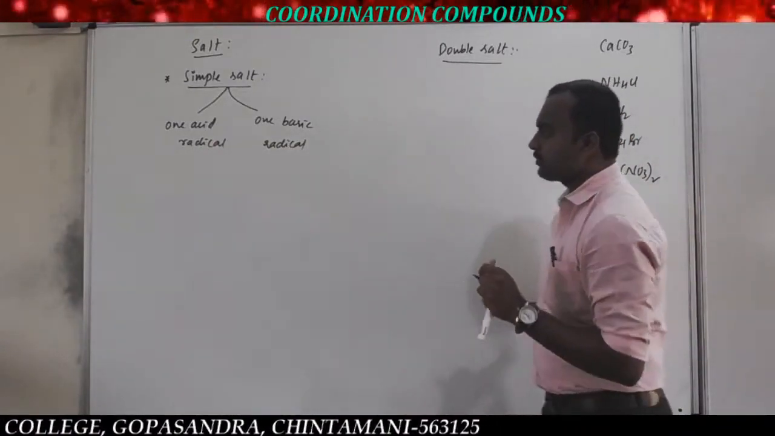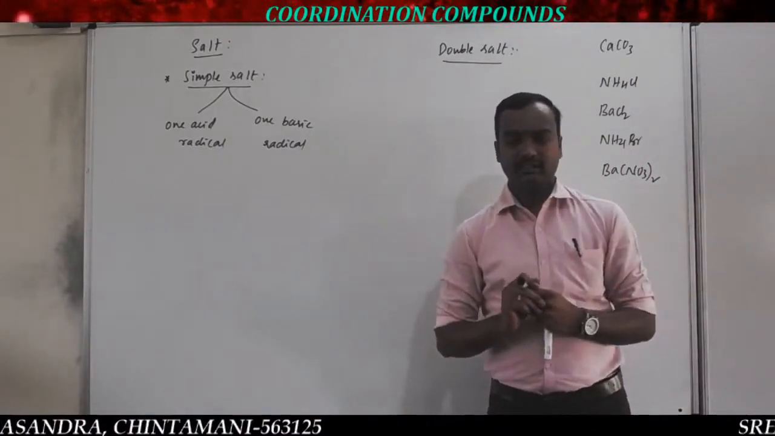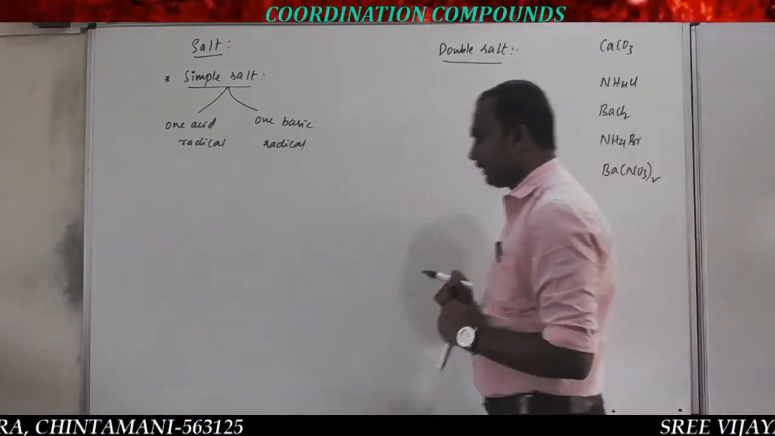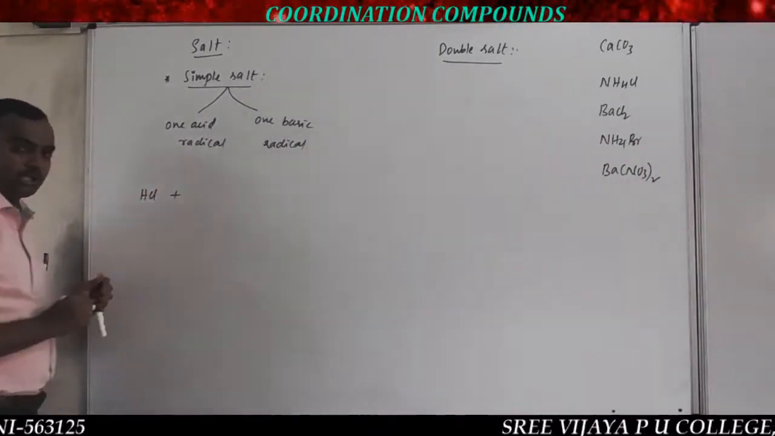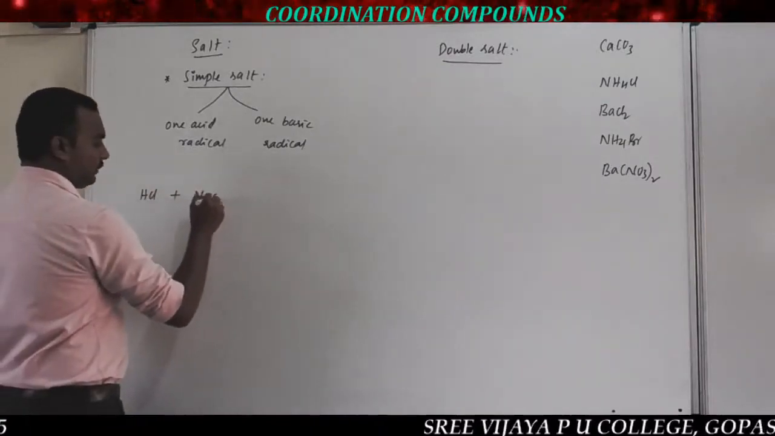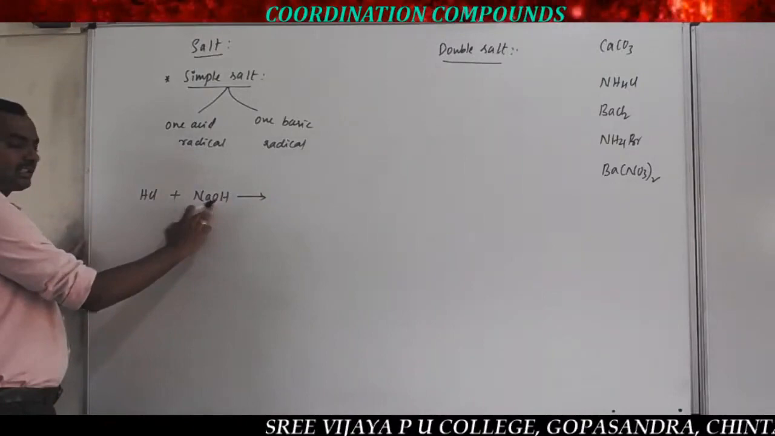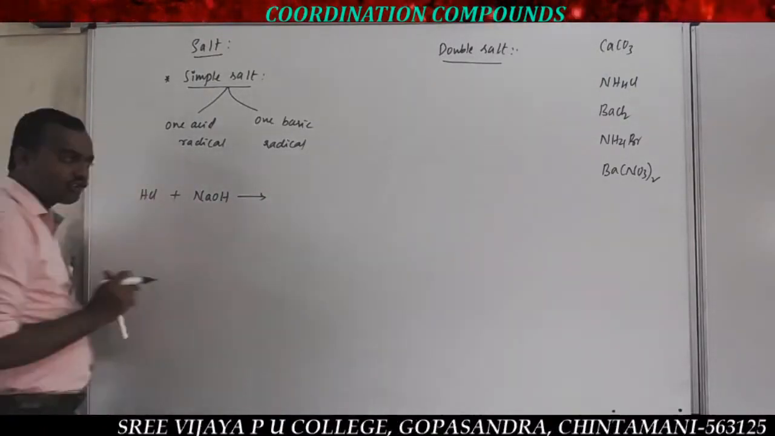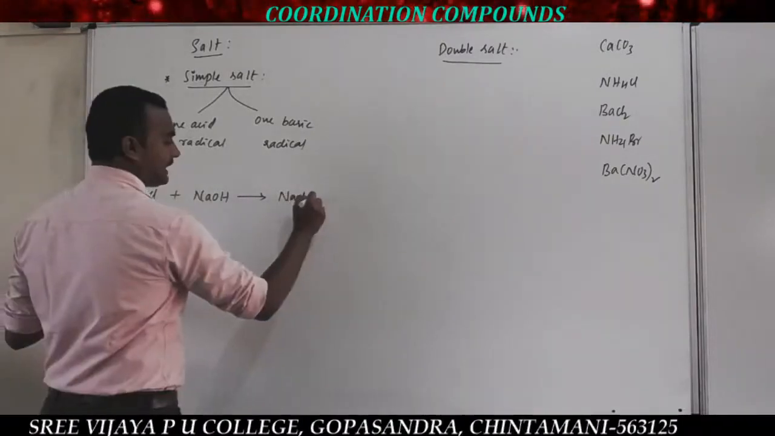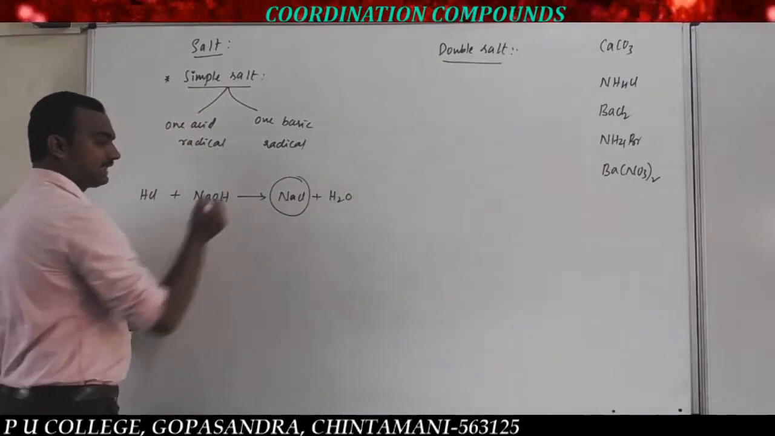There is a confusion: what is the meaning of acid radical and basic radical? Why are they named so? Let me take a simple example. HCl, hydrochloric acid, plus NaOH, that is called a base, sodium hydroxide. Sodium hydroxide is a base, HCl is an acid. Between this acid and base, there is a neutralization reaction that forms the salt NaCl plus water. So this is a simple salt, that is NaCl.